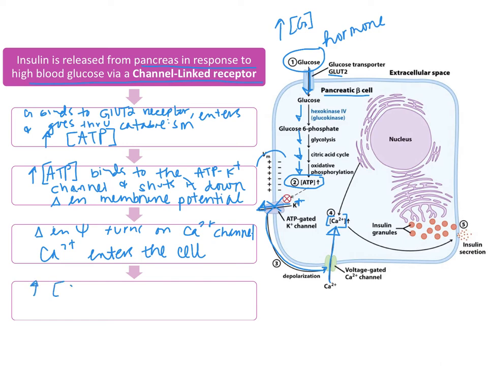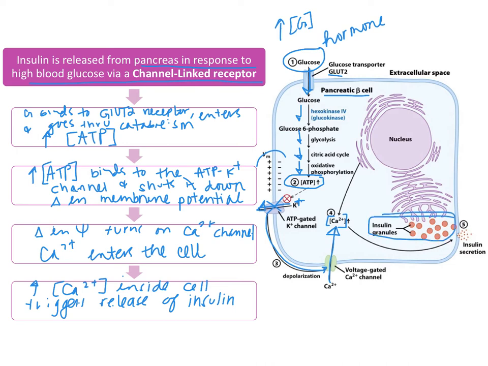The increased concentration of calcium inside the cell triggers the release of insulin. So insulin is stored in these little granules inside of the beta cell. And once there's enough calcium inside the cell, that's a signal that insulin can now leave the pancreatic beta cell.